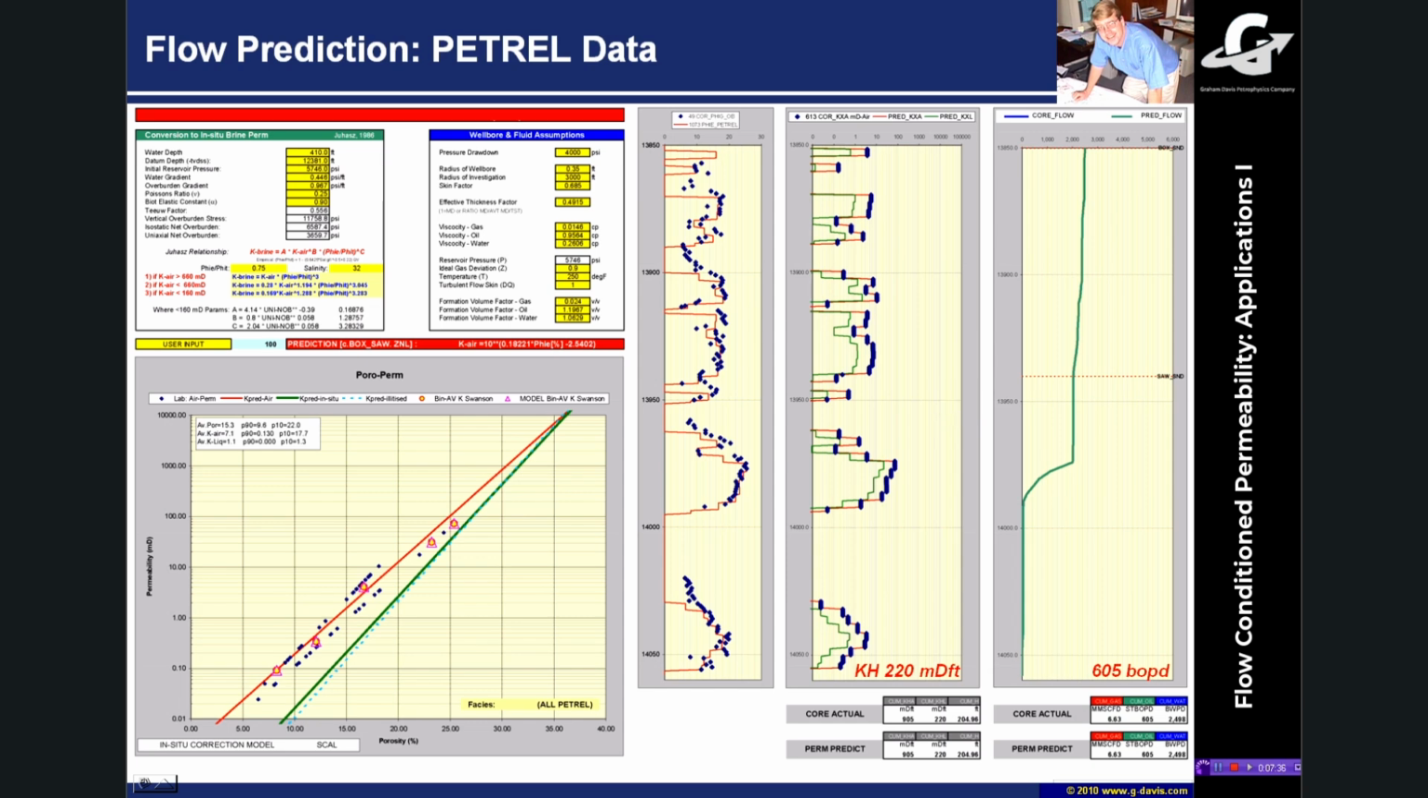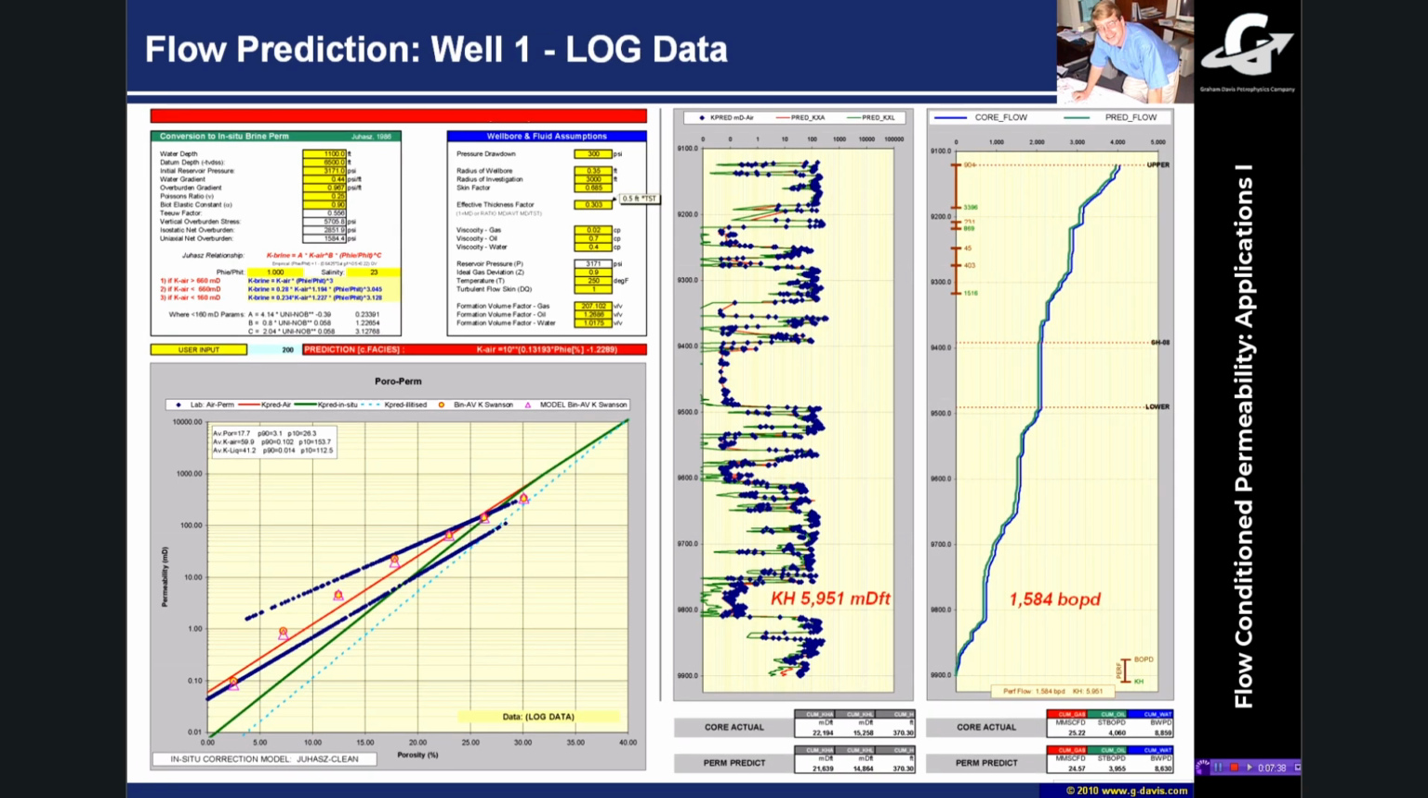That's the key thing. So if we look at another field example here now, I've got 3 wells from a particular field. This example here is a log data set. Again, you see the straight lines, so this is log porosity transformed to straight line permeability. And in this particular example, I've got 5,951 millidarcy feet, and that produces 1,584 barrels of oil a day.